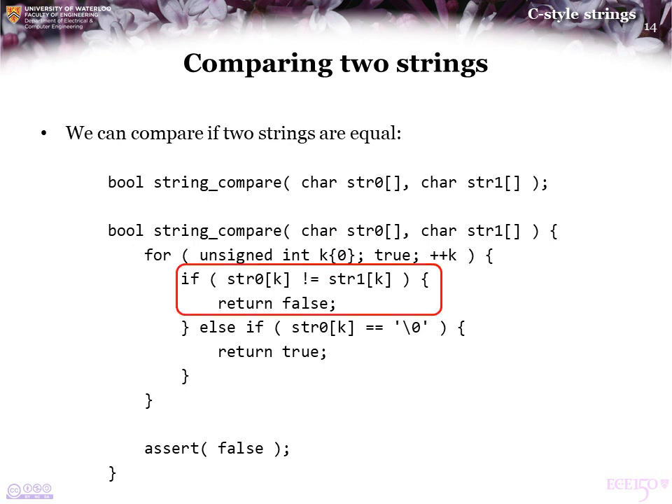The first thing I do is check, are the characters at index k different? If they are different, I immediately return false. I don't care what the differences are. All I care about is, at this location, do we have the characters different? And if so, then these two strings do not represent the same phrase.